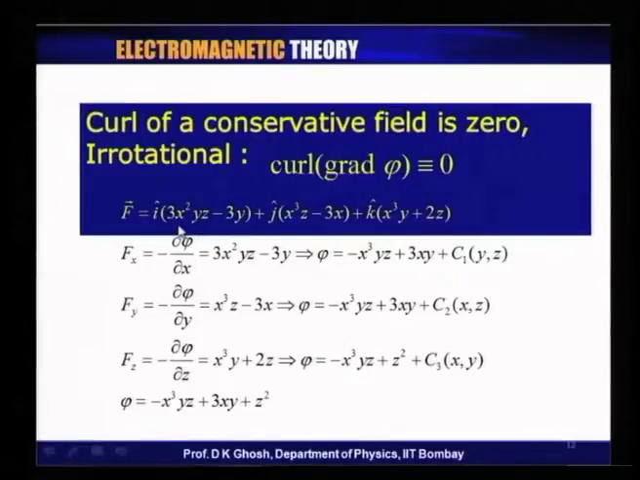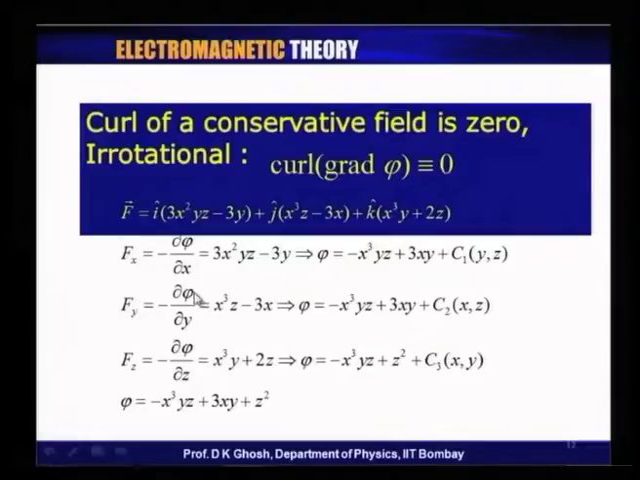So, d phi by dx is 3x squared yz minus 3y. Integrate that, because the integration is only with respect to x. So, I get minus x cubed yz plus 3xy. Now, I know there is an integration constant, but since the integration is with respect to x, the constant of integration can in principle depend upon y and z.